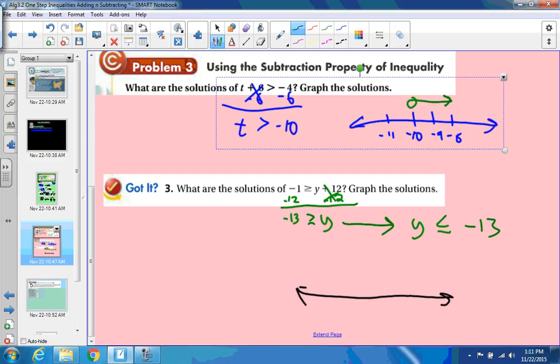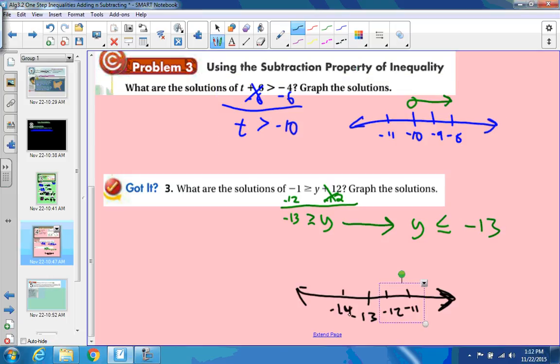So you do your little number line here. We have negative 13 in there. Negative 12, negative 11, all the way down to 0. But this way would be negative 14. And this would be graphed at negative 13 with a closed circle. Since it has to be less than or equal to negative 13, it's going back to the left. Those are numbers smaller than it. So that is using the subtraction property of inequality, very similar to the addition property of inequality.